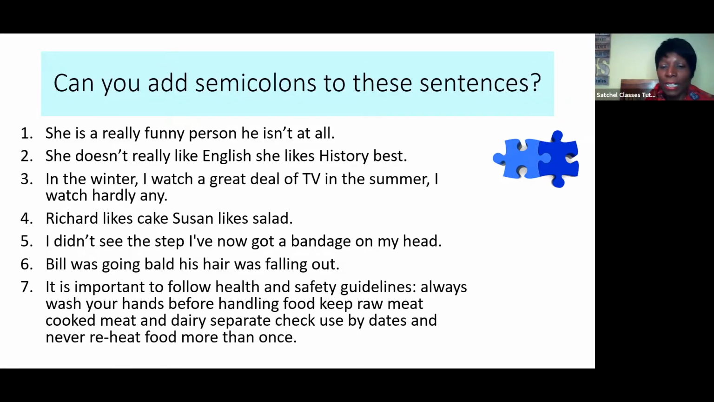And number 7, it's important to follow health and safety guidelines. Always wash your hands before handling food. Keep raw meat and cooked meat and dairy separate. Check use by dates and never reheat food more than once. So where would the semicolon go on those sentences?